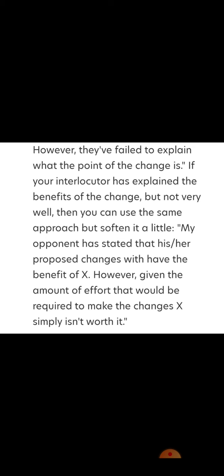My opponent has stated that his or her proposed changes will have the benefit of X. However, given the amount of work that would be required to make the changes, X simply isn't worth it. So, like this, you can put your points.